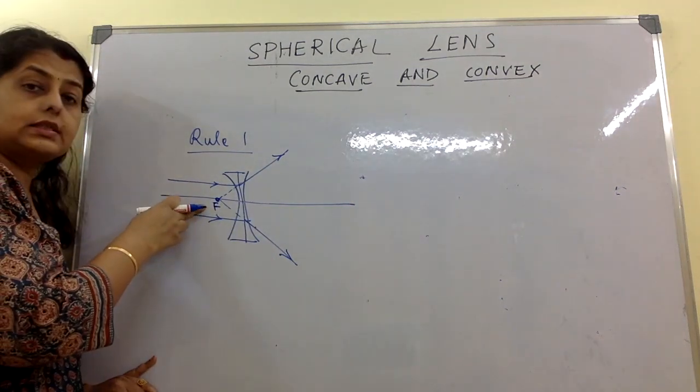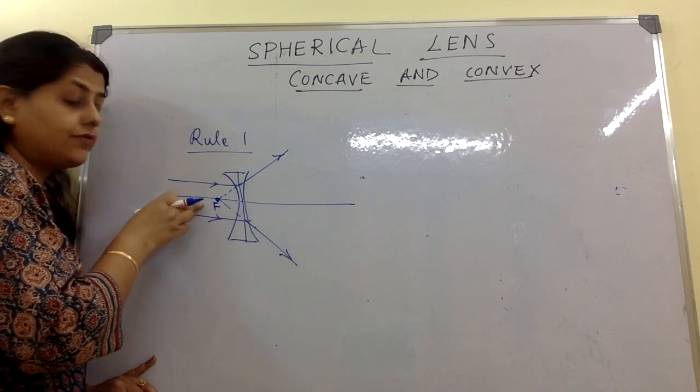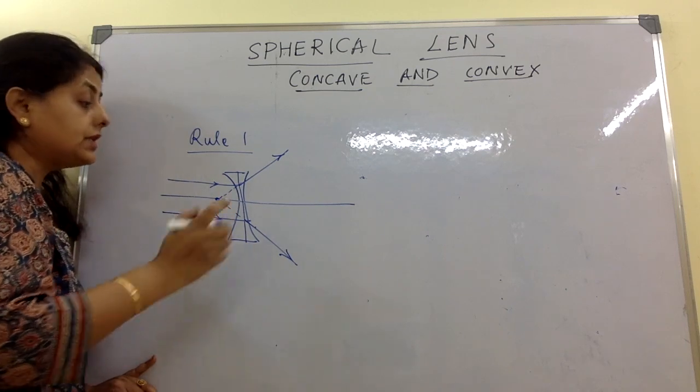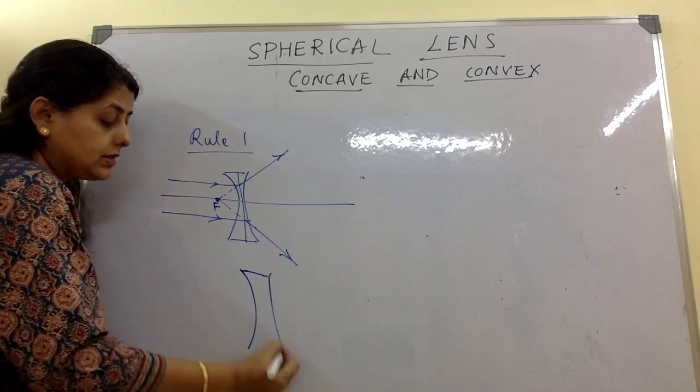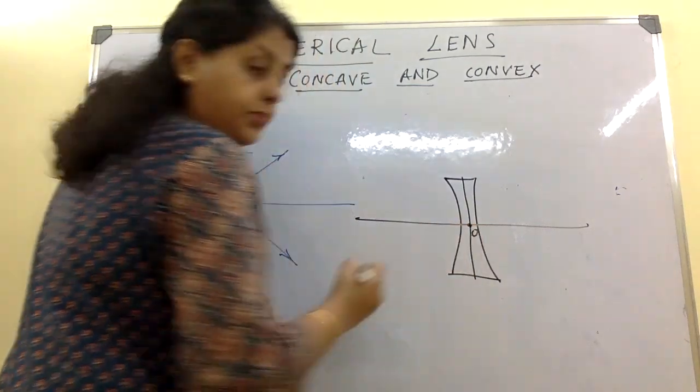Okay, so this is one rule, that if they are parallel to the principal axis, they will diverge as if from the focus. The next one is, again, this is a concave lens, and now here is the optical center.